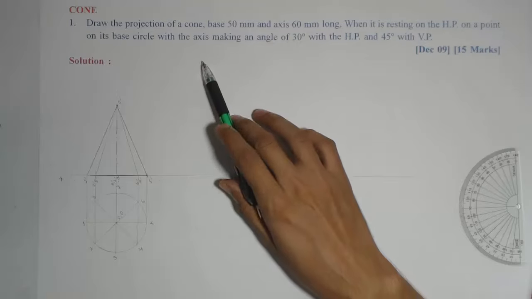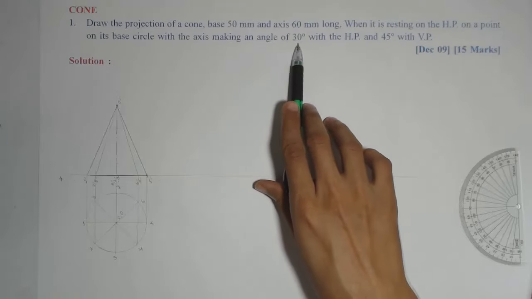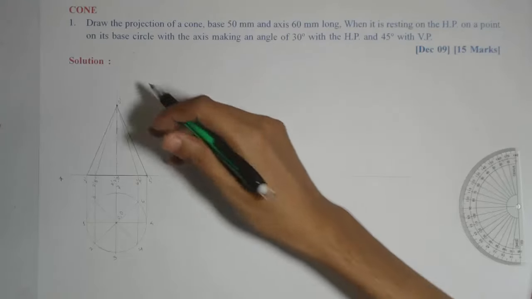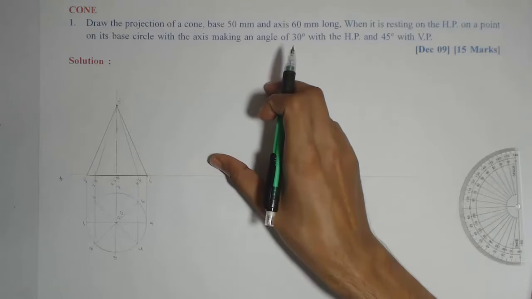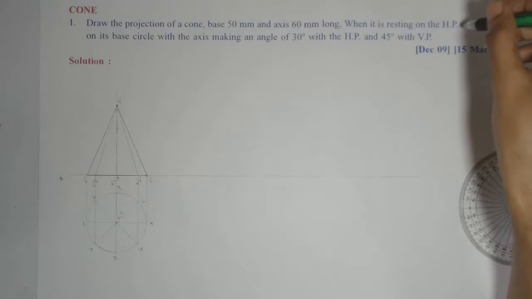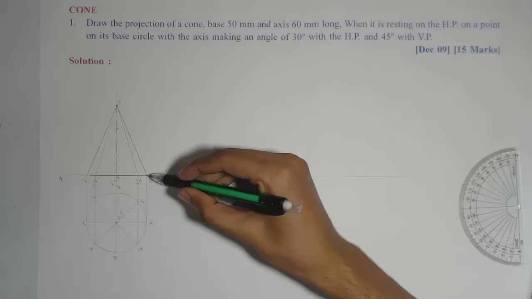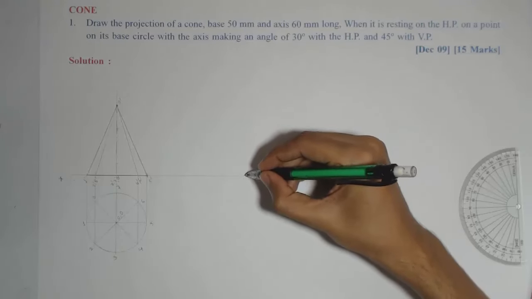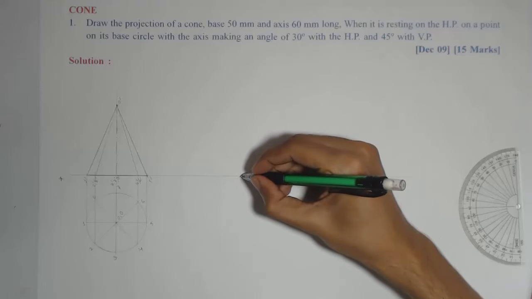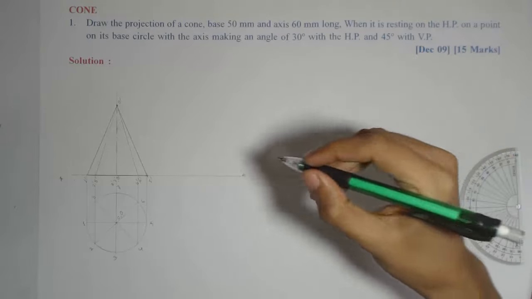And for the HP, the condition is given: the axis making an angle of 30 degree with the HP. So we need to make this axis O dash inclined at 30 degree in the next stage. But while doing that, we need to keep one point on the circle still on the HP. So here the point is 5 dash. So first I'll mark the 5 dash to keep it in HP. So we'll keep that point still on the XY line.